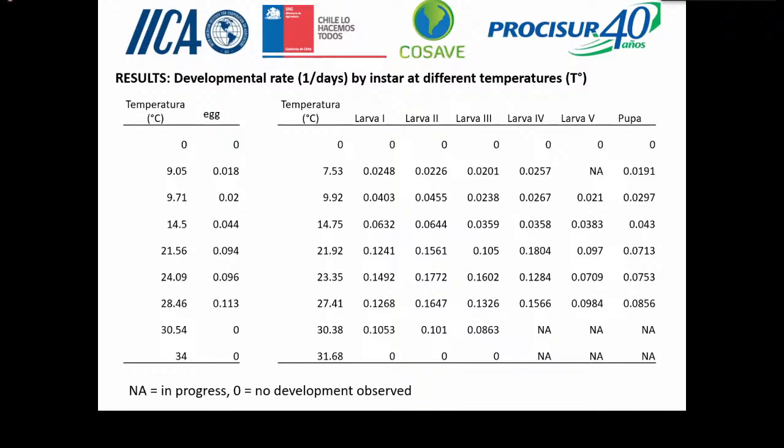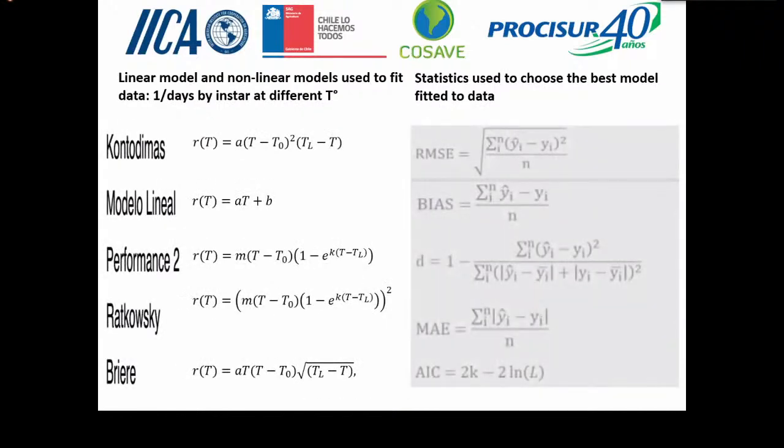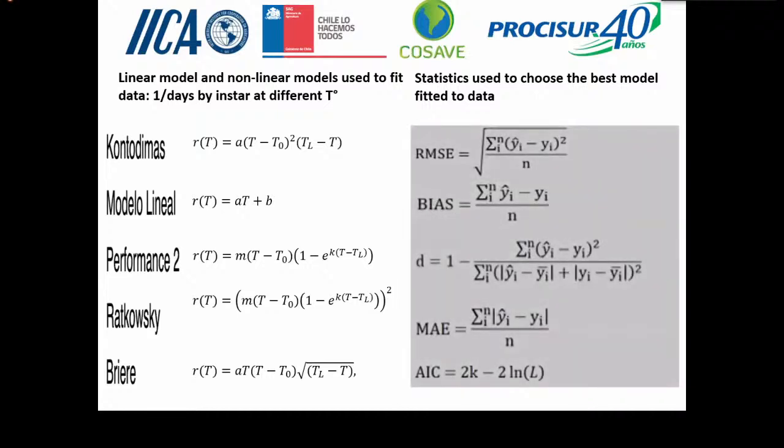So we did this for eggs and each of the larval stages by defining the development rate. There's still some data that we need to gather, of course. Traditionally, literature for many years used linear models to reflect development rates at different temperatures. But for some years now, in the last decade, nonlinear models have been used to adjust these values, because you see that the response is not linear. And we can see that many of the models that we've used are shown here.